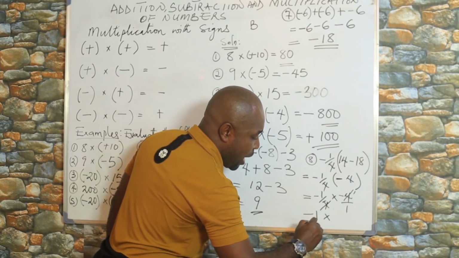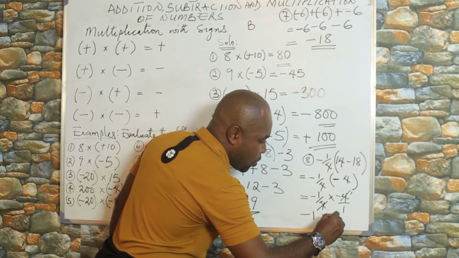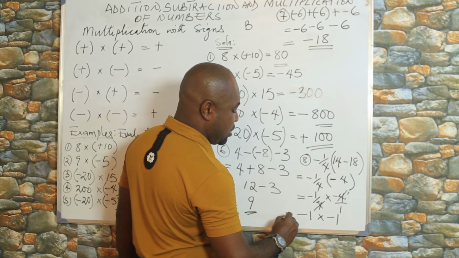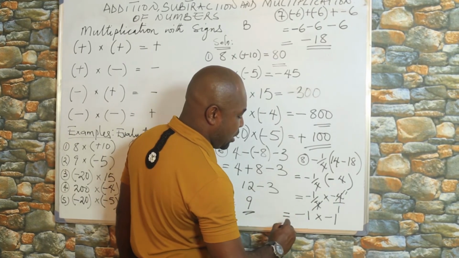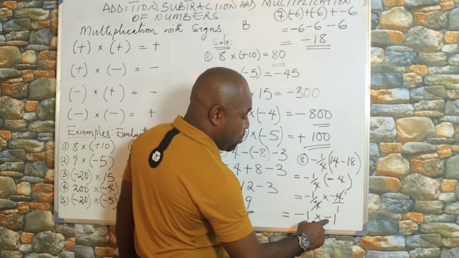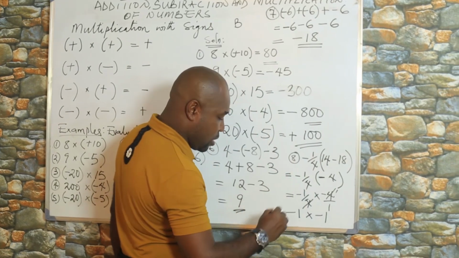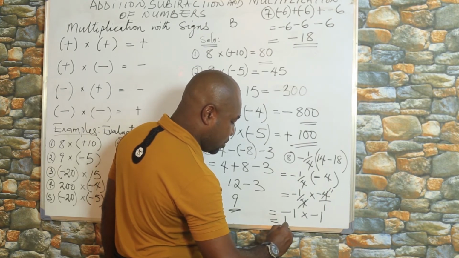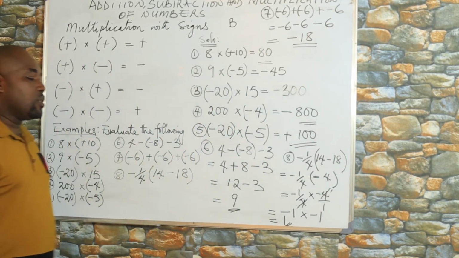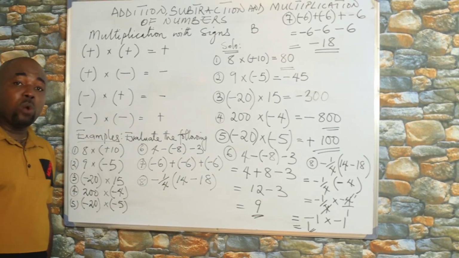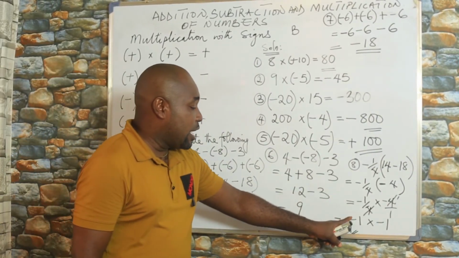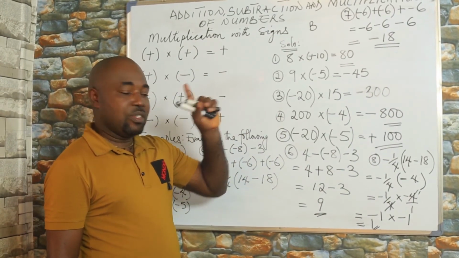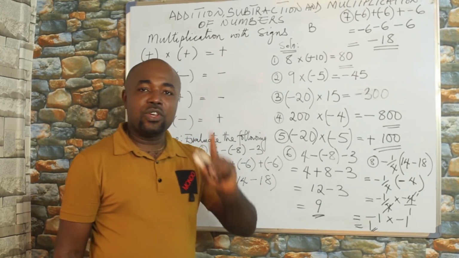So minus 1 times minus 1 will be equal to, remember, minus times minus is plus. 1 times 1 is 1. Our answer is plus 1. Our answer is what? Plus 1. It is equal to 1, because negative times negative is positive.